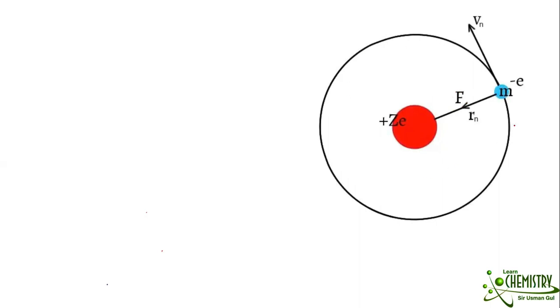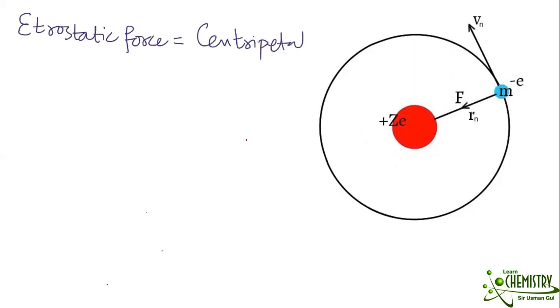Whenever we talk about revolution, it means there is another force, called the centripetal force. The two forces balance each other: the electrostatic force balances the centripetal force. If we remember the formulas of electrostatic force and centripetal force, they are kZe × e upon r square equal to mv square upon r.